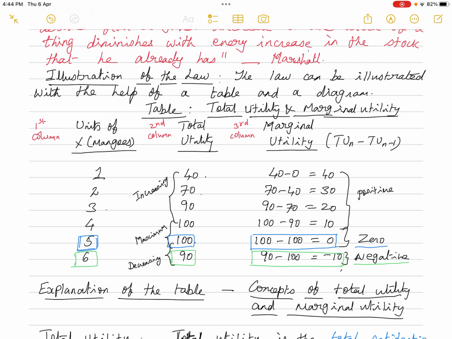What is happening to the marginal satisfaction? It is decreasing, but it still remains positive. So that's what I mentioned, positive: 40, 30, 20 and 10. So when the consumer consumes the fifth mango, what is happening here?